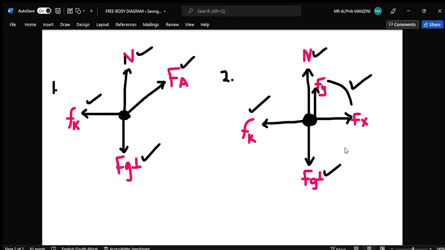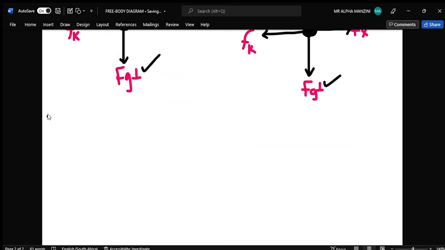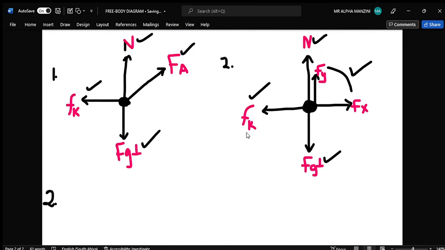So let's check for normal force. Let's go to 2. We should calculate normal force. So since normal force is the force that is going upward, that means we're gonna focus on vertical forces, no horizontal forces involved. We focus on vertical forces only. So let's check how many forces are going upward. How many forces are going up? So we have this force, normal force, and Fy.